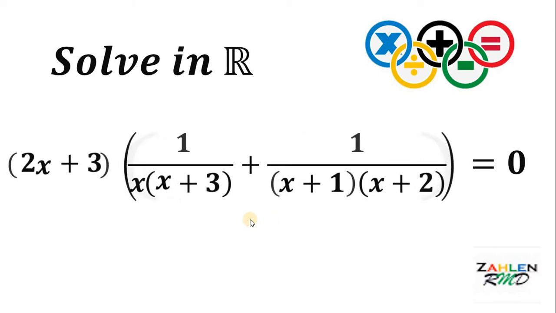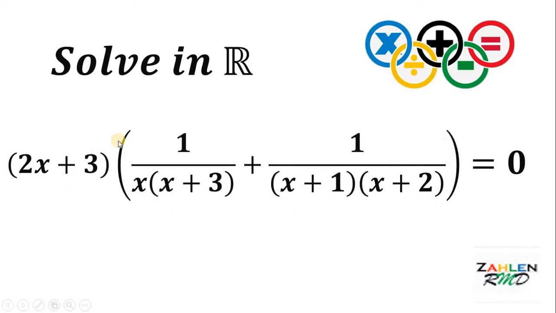Now since they are equal, we can now factor out 2x plus 3. If we do that, we get 2x plus 3 multiplied by 1 over x times x plus 3 plus 1 over x plus 1 times x plus 2. And don't forget that it is equal to 0. Now since it is equal to 0, it follows that at least one of them must be equal to 0.